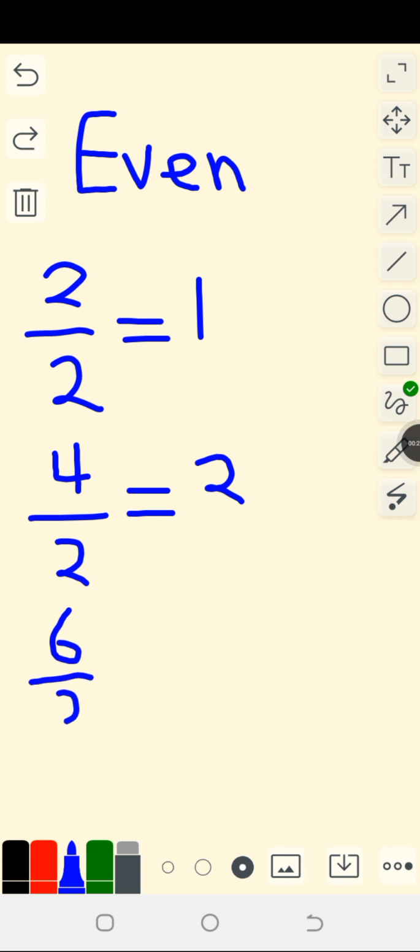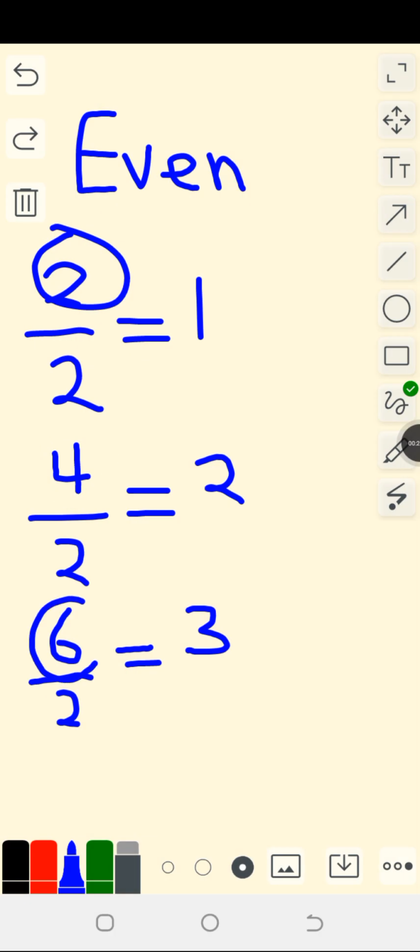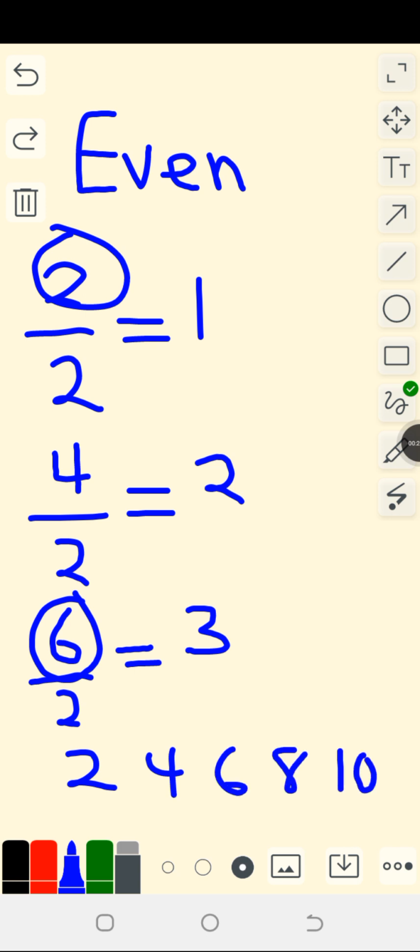6 can exactly divide 2 to give us a whole number. That means numbers that can exactly divide 2 to give us a whole number, or natural number in the real sense, are referred to as even numbers. So for example, we have 2, 4, 6, 8, 10, 12, 14, and so on and so forth. So those numbers are referred to as what? Even numbers. Numbers that can exactly divide 2 to give us a whole number.